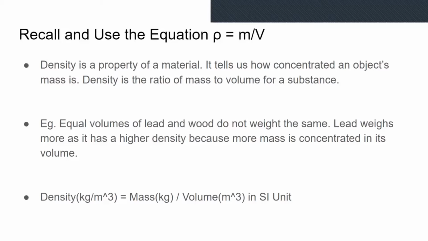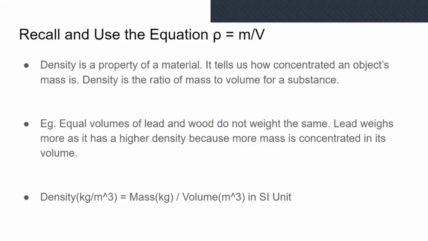Density is a property of a material. It tells us how concentrated an object's mass is. Density is the ratio of mass to volume for a substance. Example: equal volumes of lead and wood do not weigh the same. Lead weighs more as it has a higher density because more mass is concentrated in its volume.